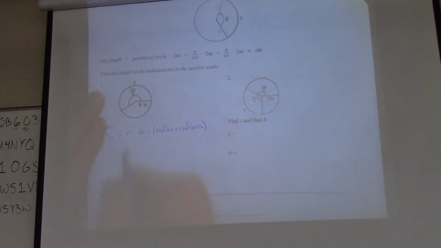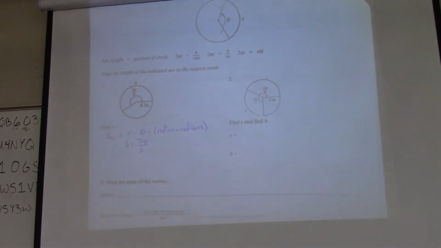Now, check it out. What's the radius? Look at the picture. What's the radius? 6. Yeah, I'm not trying to make it hard. What's the radians? 7 pi over 6. Now, you can do this exactly how you see it.